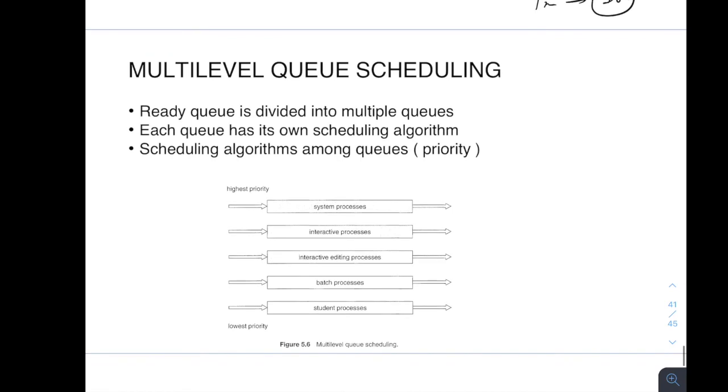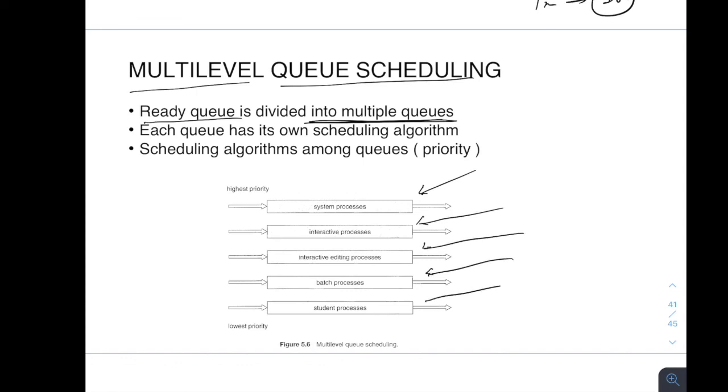Okay, these are the 5 most important scheduling algorithms, but I will also discuss the theory for the multi-level scheduling algorithm. In this, the ready queue is divided into multiple queues. You see here there are multiple queues: system process queue, interactive process queue, interactive editing process queue, batch process queue, student process queue. The system process queue means all the kernel processes will be here.